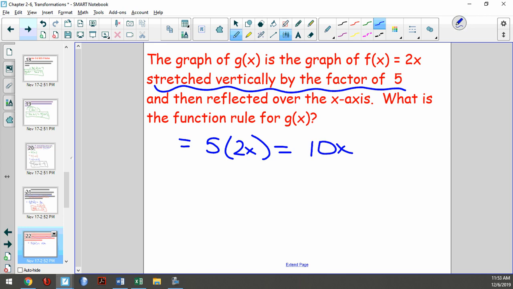Then I'm going to reflect this over the x-axis. What does it mean to reflect over the x-axis? Am I replacing x with negative x, or distributing a negative to the whole thing? I'm distributing. Very good. So I'm going to have a -1 on the outside multiplied by my whole function, which is 10x. Now do the calculation. What does that give me?